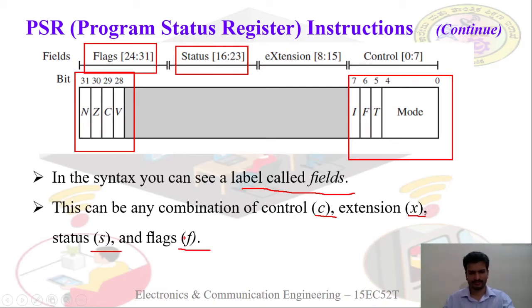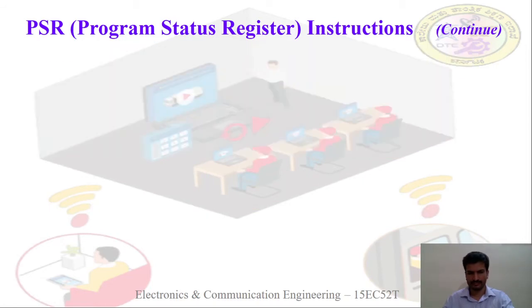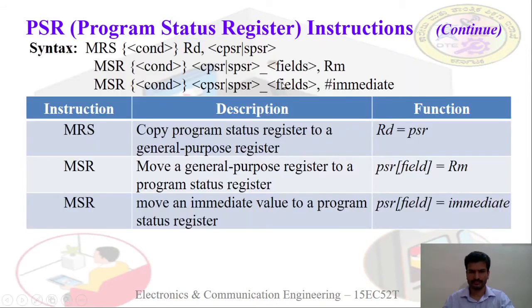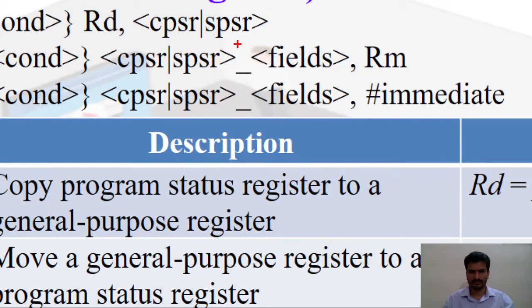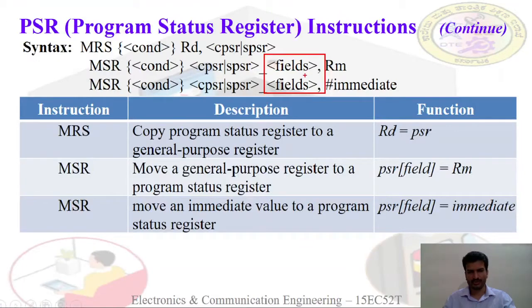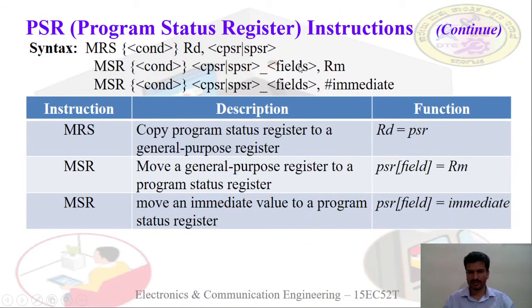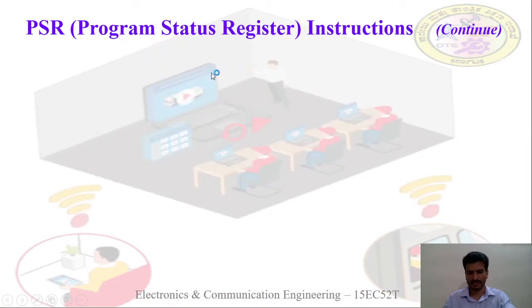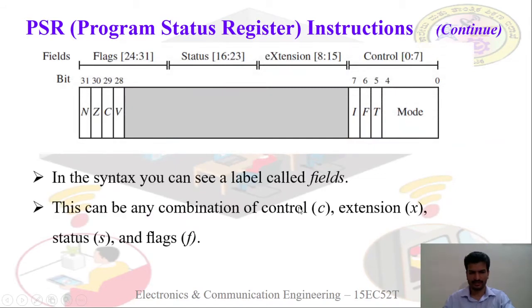See here the field. In the instruction I have mentioned CPSR_C or CPSR_X, CPSR_F. Like that, you can move data from a register or an immediate value to a particular field of the CPSR register. So these are the combinations: control C, extension X, status S, and flag F.